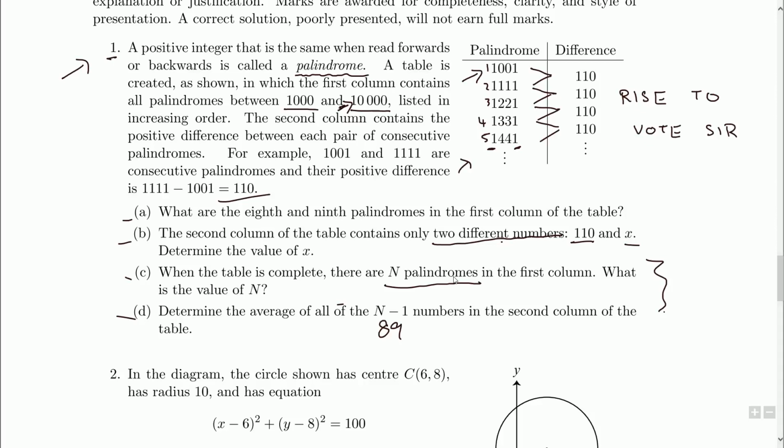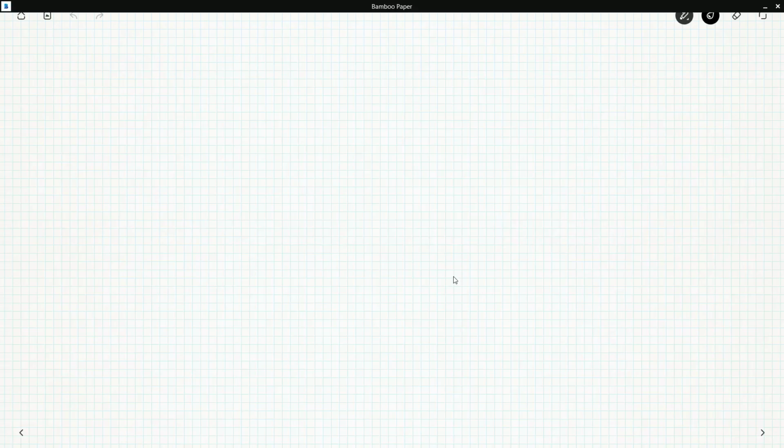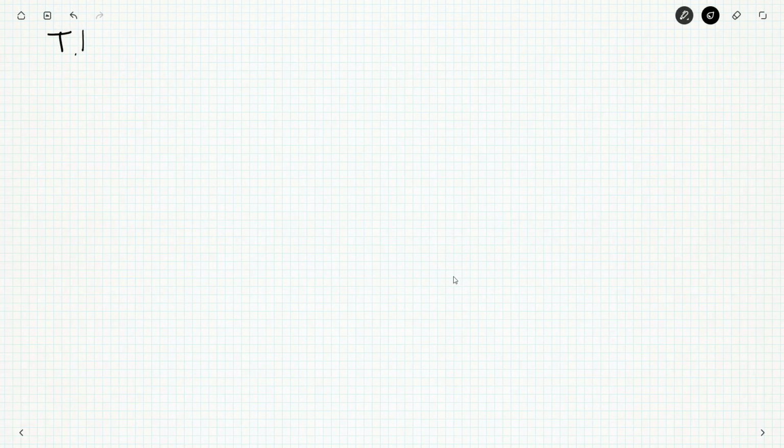When are we going to get 110 as a difference? How many 110s are we going to get? When are we going to get 11, the other number that we determined from part B? And how many 11s are we going to get? Okay. So there are 89 differences.